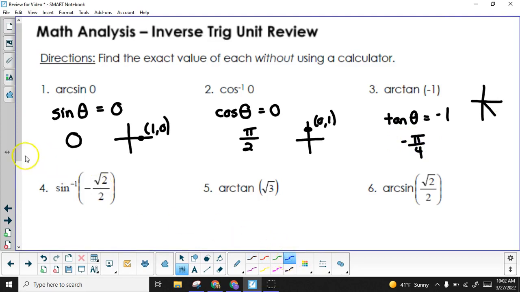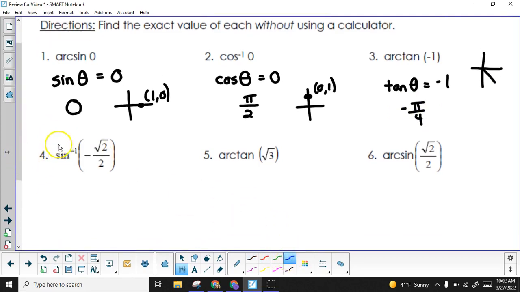Moving on. Next, the inverse sine of negative root 2 over 2. So it's asking us the sine of what angle is negative root 2 over 2. Since sine is our y coordinate, we're looking for what angle has a y coordinate of negative root 2 over 2. That, of course, is our pi over 4 family, and with the y being negative, it's below the x-axis, so we're looking at this angle down here, which is negative pi over 4.